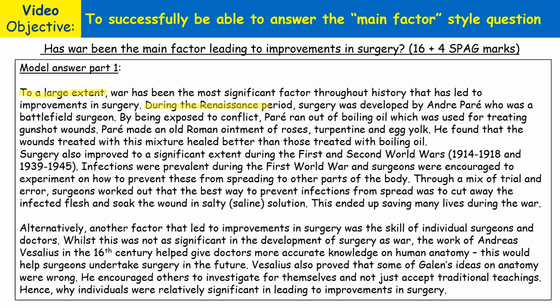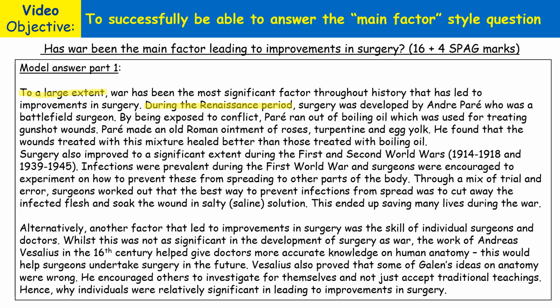affected or improved surgery. So during the Renaissance period, surgery was developed by André Paré, who was a battlefield surgeon. By being exposed to conflict, so again, we're linking back to the factor in the question, Paré ran out of boiling oil, which was used for treating gunshot wounds. Paré made an old Roman ointment of roses, turpentine and egg yolk, and he found that wounds treated with this mixture healed better than those treated with boiling oil.